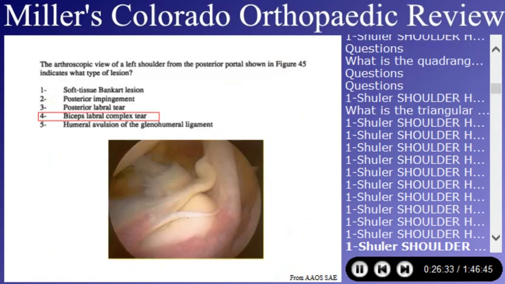Arthroscopic view, left shoulder. Posterior portal indicates what type of lesion? Superior aspect. SLAP lesion.